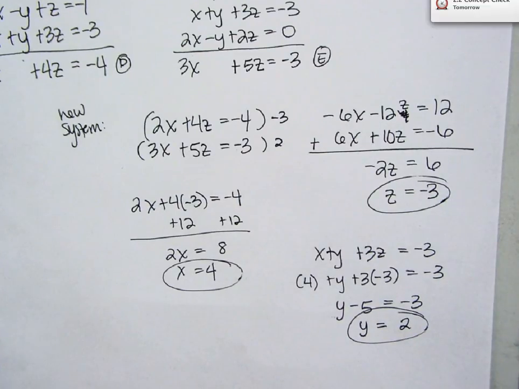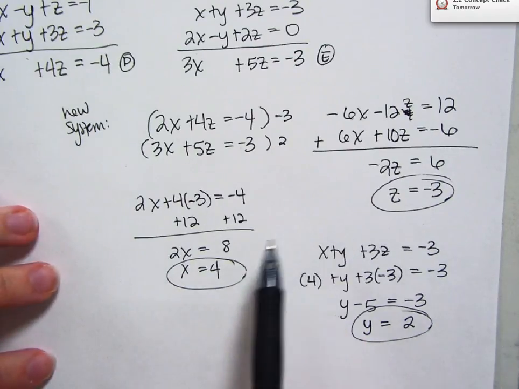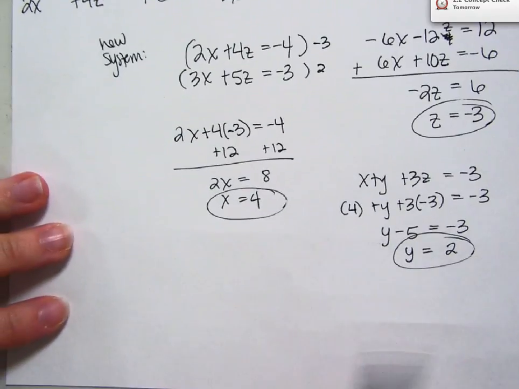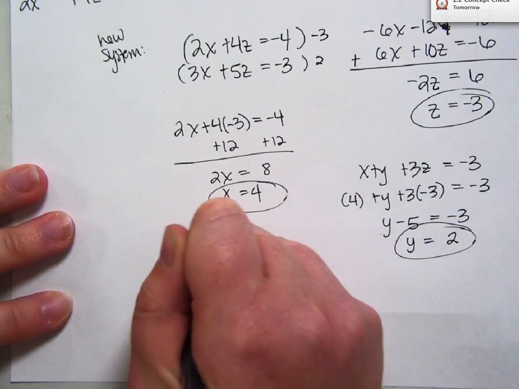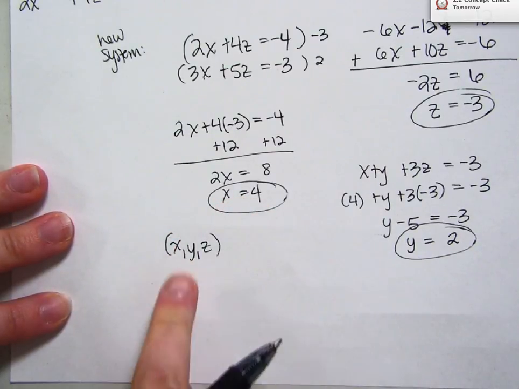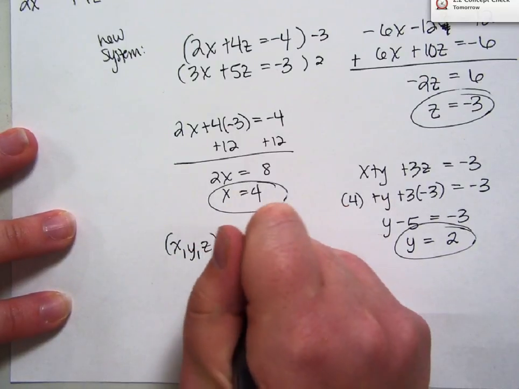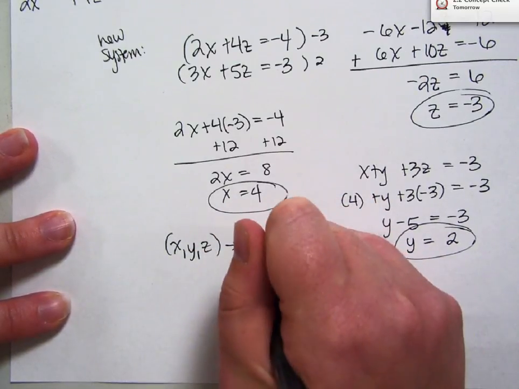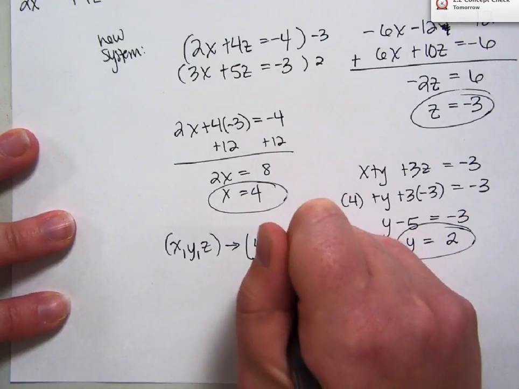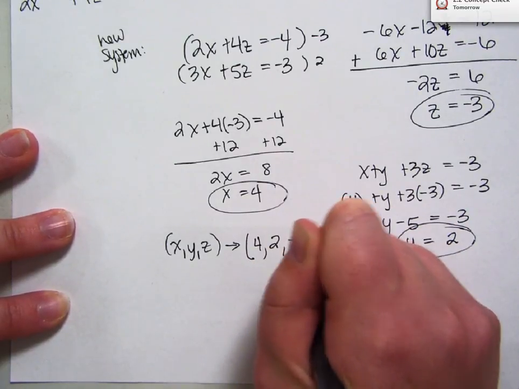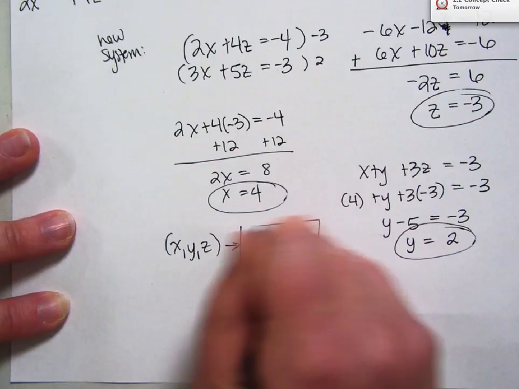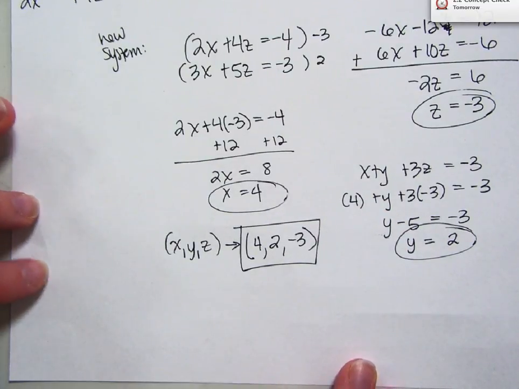With a two variable, two equation system, the solution is an ordered pair. Your answer for these should look like an ordered triple. So you always write them in alphabetical order, which means your ordered triple should be in the format of x, y, z. So our solution here is 4, 2, -3. And that will be our answer.